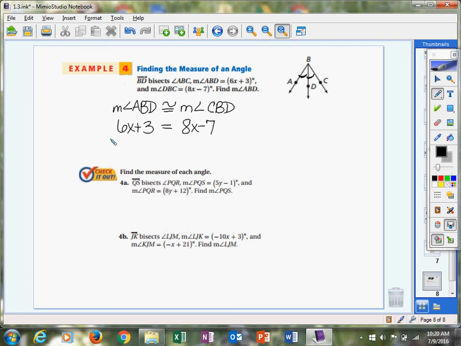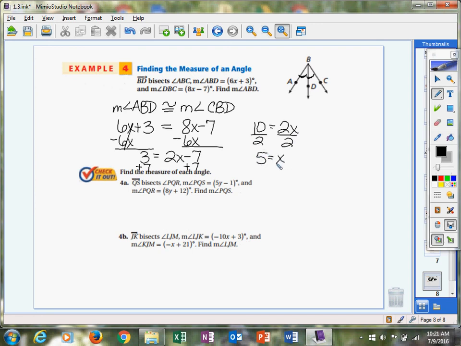All right, so let's get our x's together. We'll subtract that from each side, and we've got 2x minus 7. Let's add 7 to each side, and we've got 10 equals 2x. Divide each side by 2, and we have x is equal to 5.